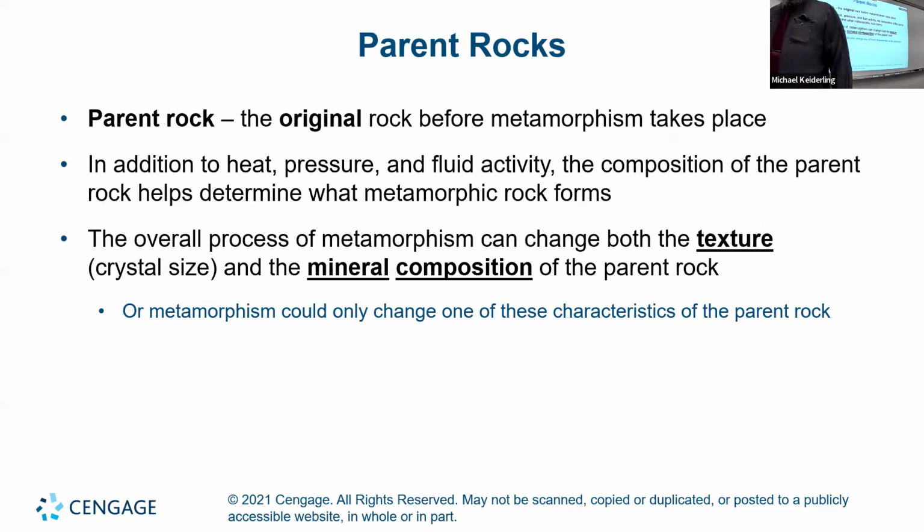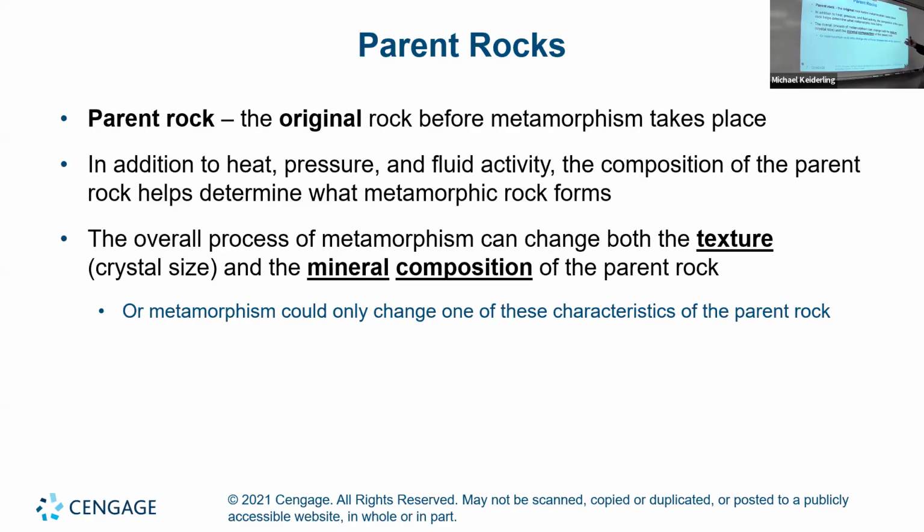In addition to heat, pressure, and fluid activity, the composition of the parent rock helps determine what metamorphic rock forms. So for example, if you take limestone and expose it to high temperature and pressure, but mostly high temperature, it will recrystallize to form marble. If you take sandstone and apply, again, high temperature and pressure, it will recrystallize to form quartzite. So the overall process of metamorphism can change both texture, the size of the crystals, and the mineral composition of the parent rock.